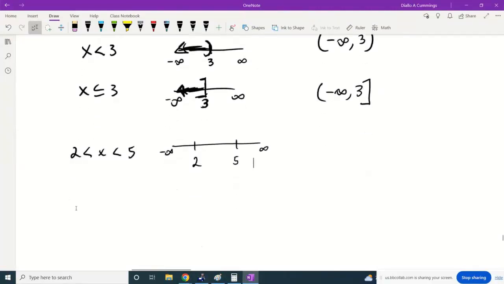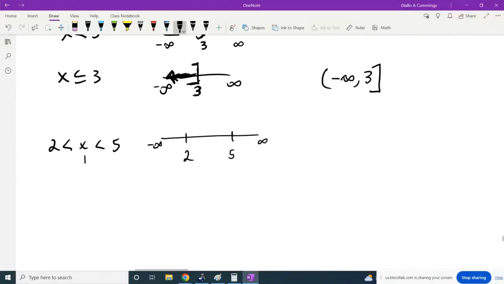So when you look at this compound inequality, it's actually telling us two things at the same time. It's telling us that x is less than 5, right? So that means at 5, I would have a parenthesis that faces the left, and my line is going to extend to the left. That's because the variable is on the left-hand side.